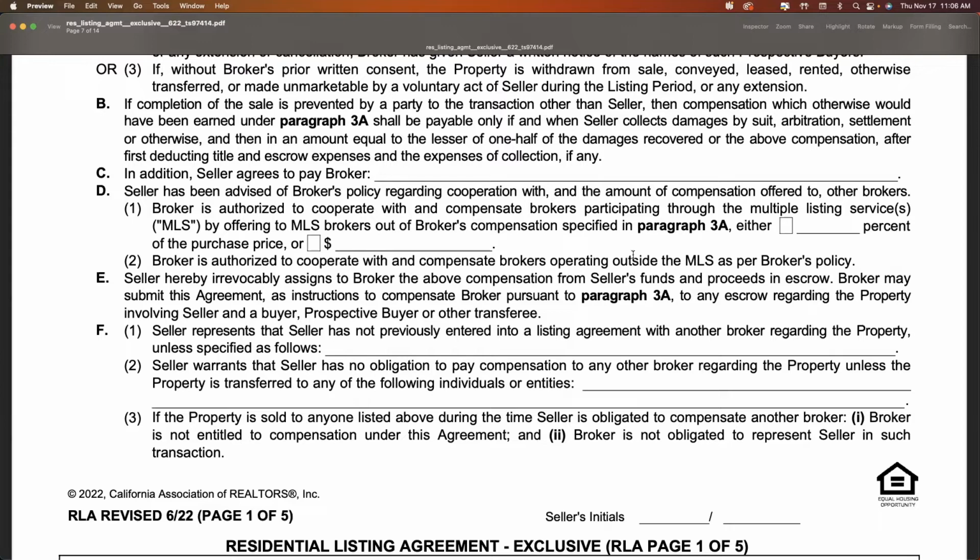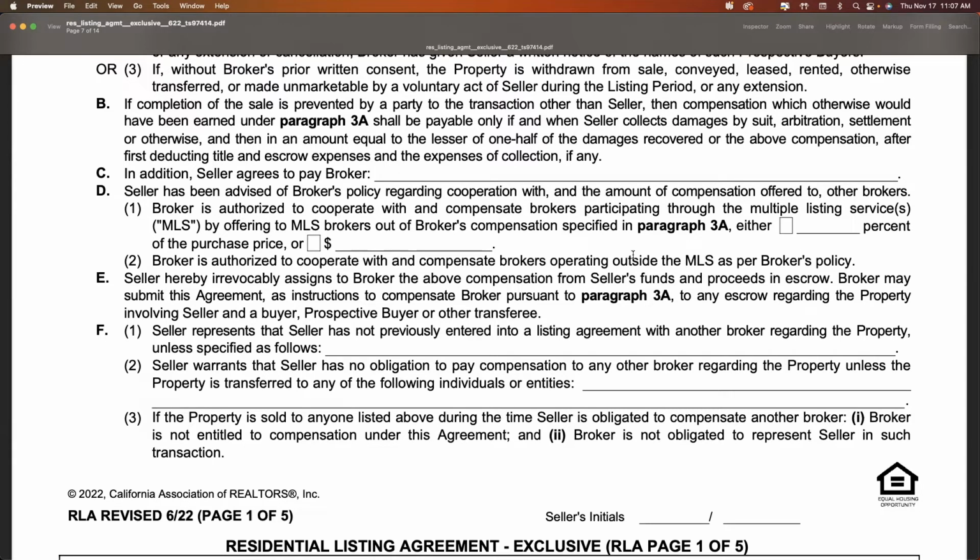Okay? This paragraph 3D is specific. 3D1 is specific to MLS, my sharing of commission with MLS participants. So what that means is that that's what I'm going to offer out. When I put this listing active into the MLS and I show the compensation that I am paying to a buyer's agent to bring their buyer and to purchase the property, that is the percentage that's going there. And it is a percentage of the purchase price, right? So that's out of my compensation.